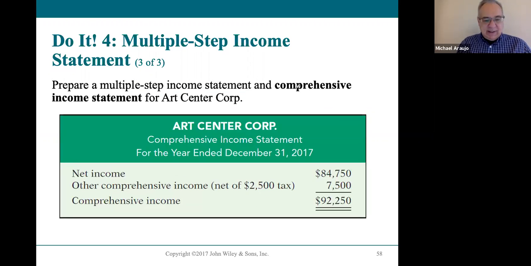For your comprehensive, what you're going to be doing is taking your net income that you just calculated. And in this case, we had other income that needs to be added. Okay. I'm not emphasizing the comprehensive income statement too much. It's more that multi-step.